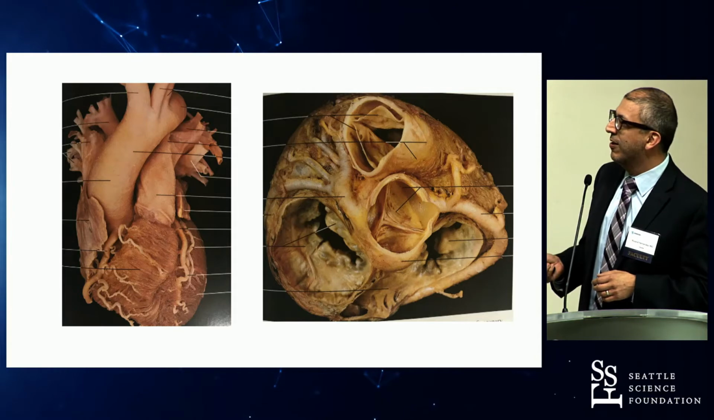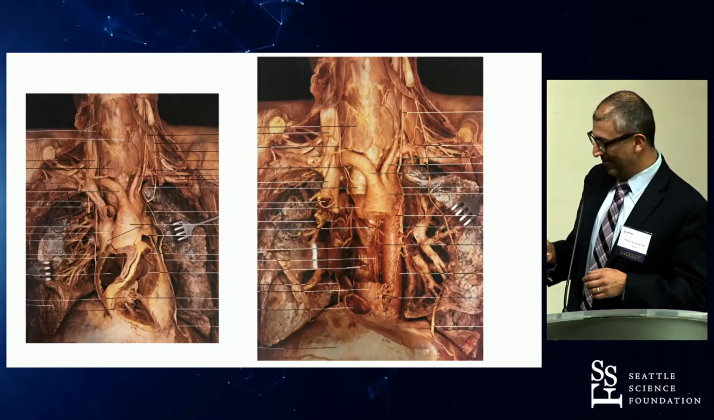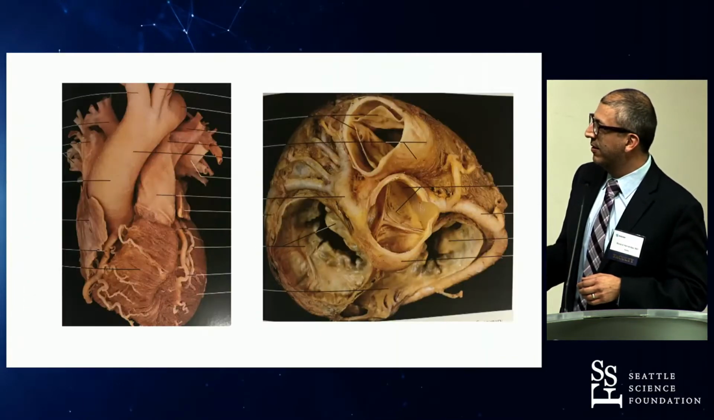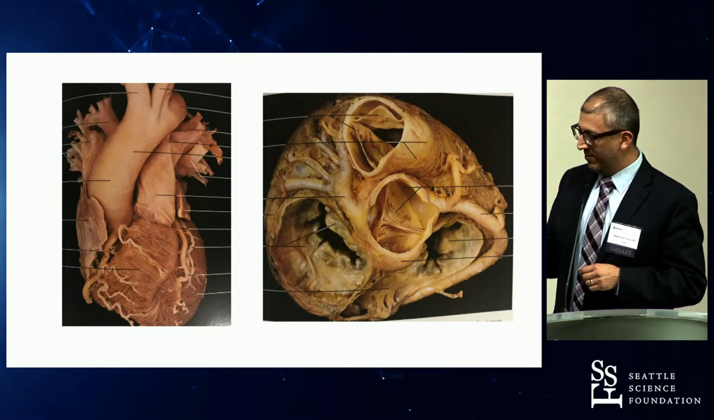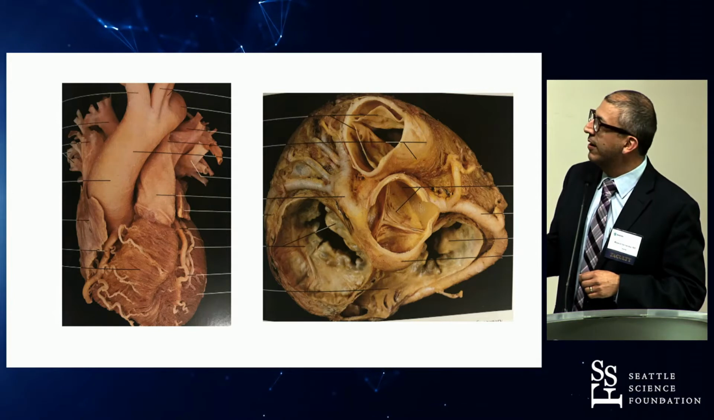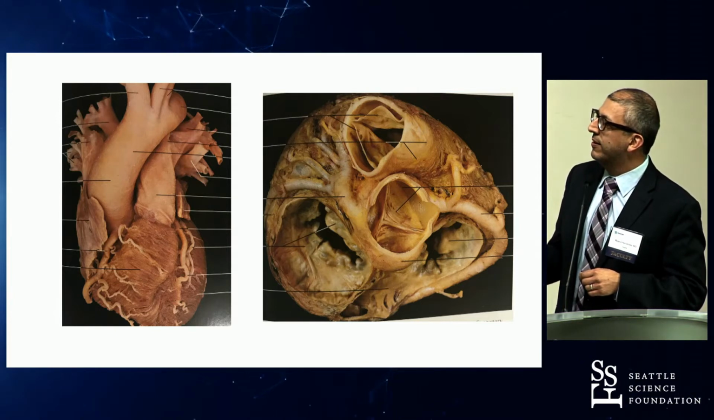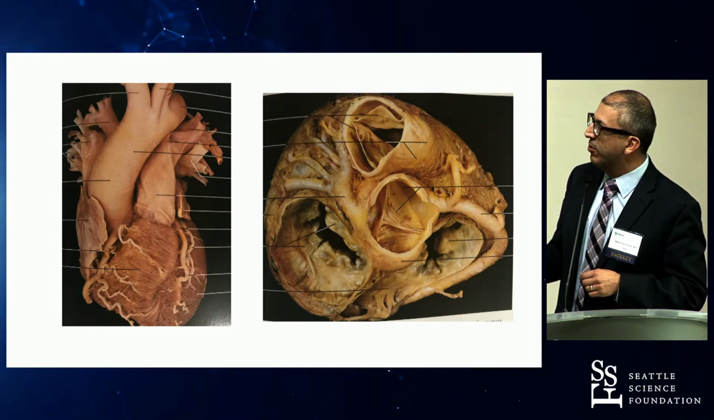So the aorta, let's see here. Okay. The picture on the left here, you can see arises from the left ventricular outflow tract behind the right ventricle, sandwiched between the right atrium and the pulmonary artery.